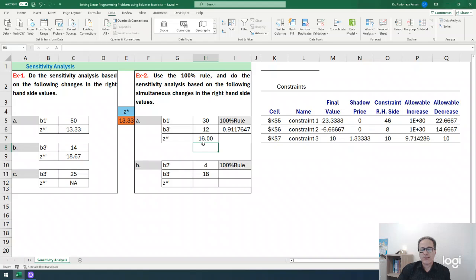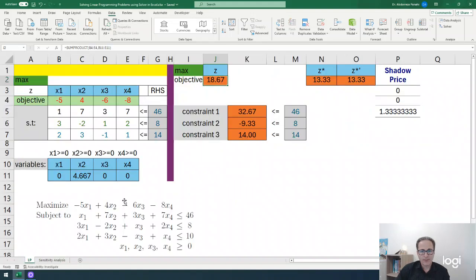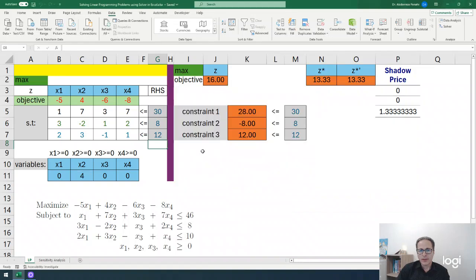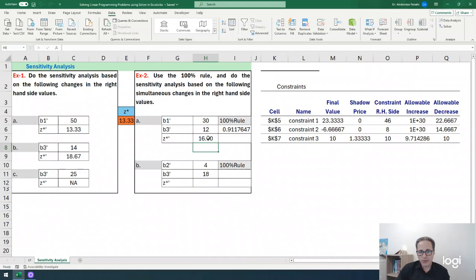So it's going to be this change of 30 and 12. We change the objective to 16. Again, we want to see whether it's correct or not. So 30 and 12. We come back here. We change this one to 30, this one to 12, and let's solve it again. So it becomes 16. That's fine. We are done. Without solving the problem, we predicted the new answer for the problem.